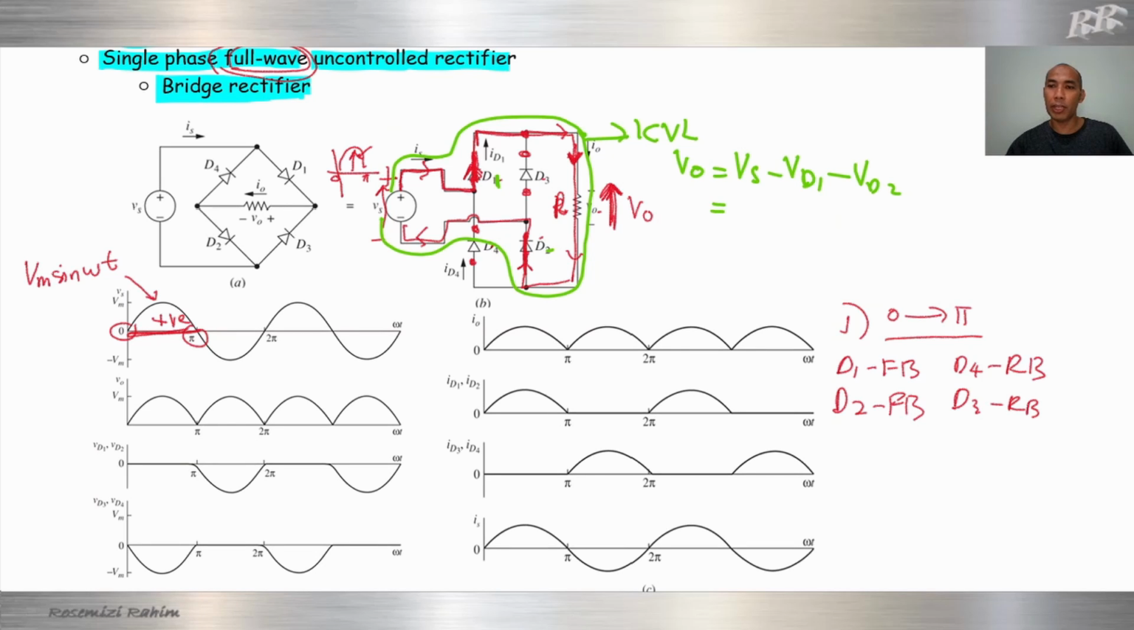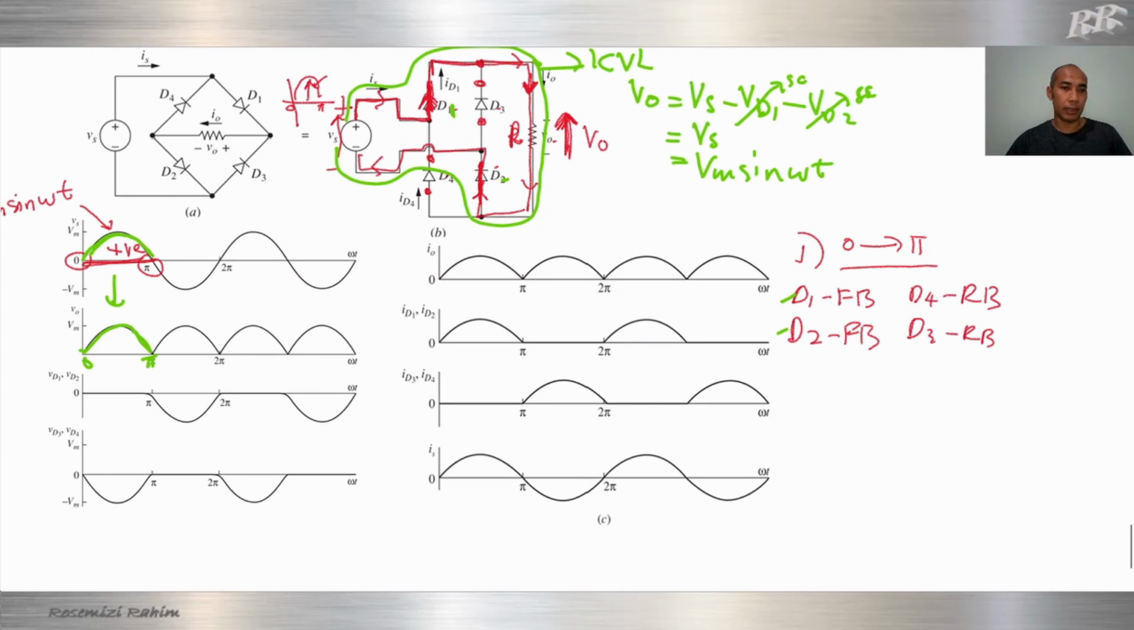Okay, we know that VD1 and VD2 are forward bias. D1 and D2 are forward bias, or short circuit. So when they short circuit, it becomes 0 volt. So V out will be equal to Vs equal to Vm sine omega t. Okay, output is the same as the input, which means that all the input waveform will go to the output exactly the same, from 0 to pi. Alright, that one is V out.